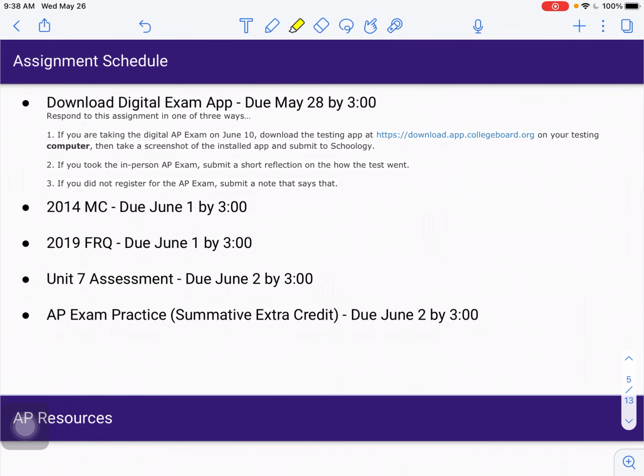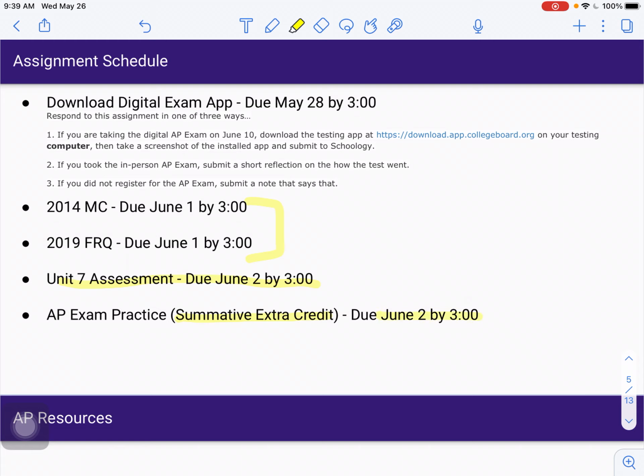Upcoming assignment schedule. These two assignments I've already assigned. Those are both due June 1st by 3 o'clock. The Unit 7 summative due June 2nd by 3 o'clock. And then remember, I am giving a way for you to earn some summative extra credit points by doing that next set of AP exam practice problems. And that is due June 2nd by 3 o'clock.